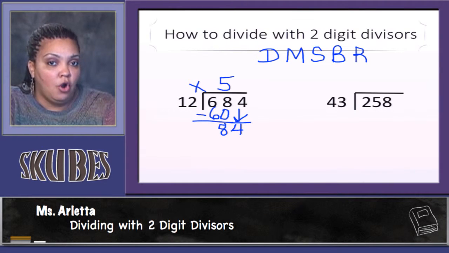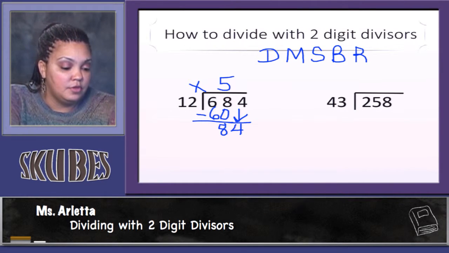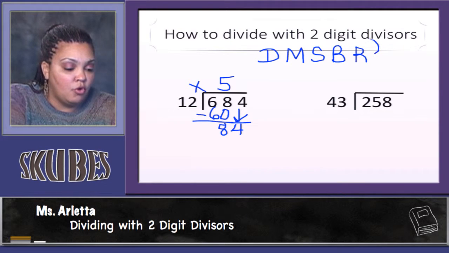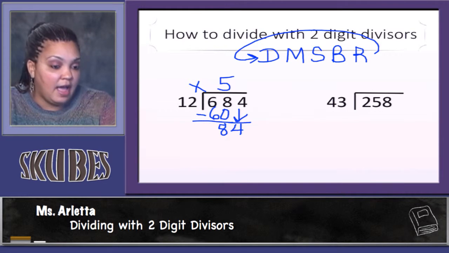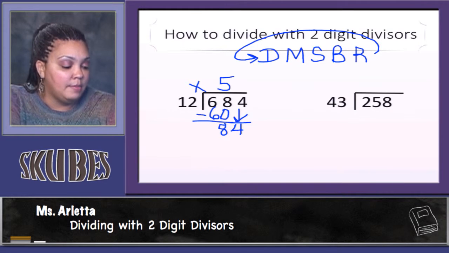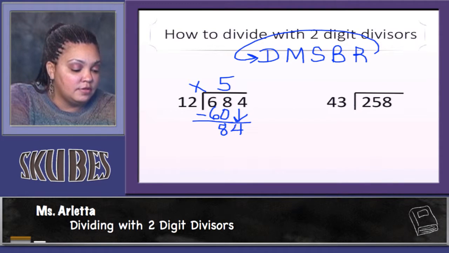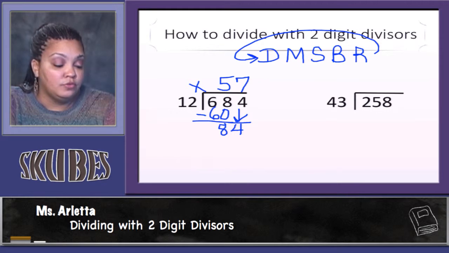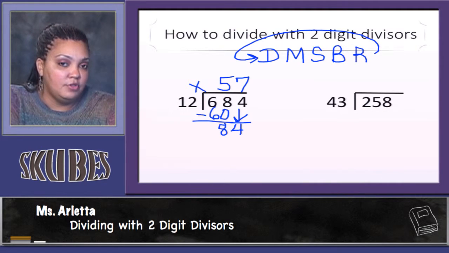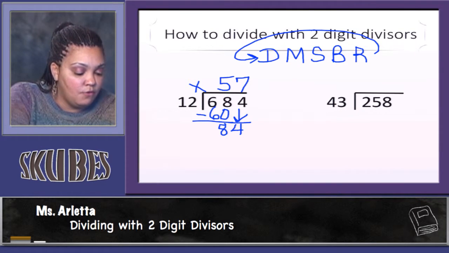The next letter is your R for repeating the steps. So with the R, I'm going to draw an arrow all the way back around to the beginning for D, which means we're going to start by dividing. 84 divided by 12 gives us 7. The next letter is M for multiply, multiplying the 7 you just wrote down times your divisor of 12. And 7 times 12 is 84.